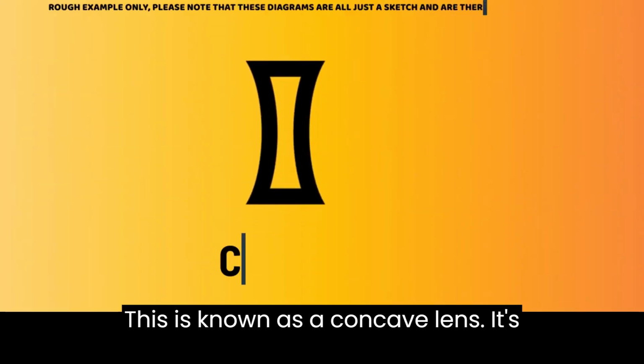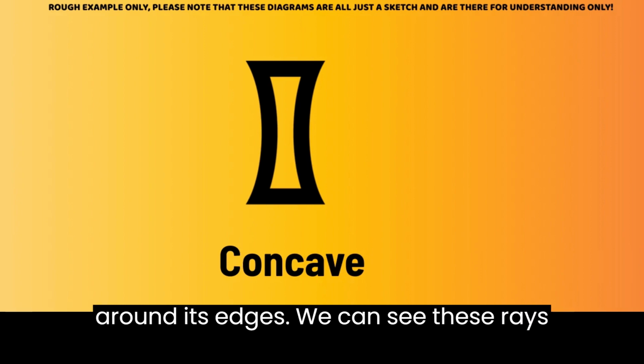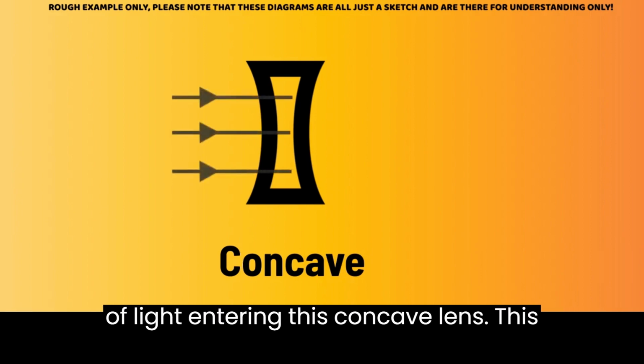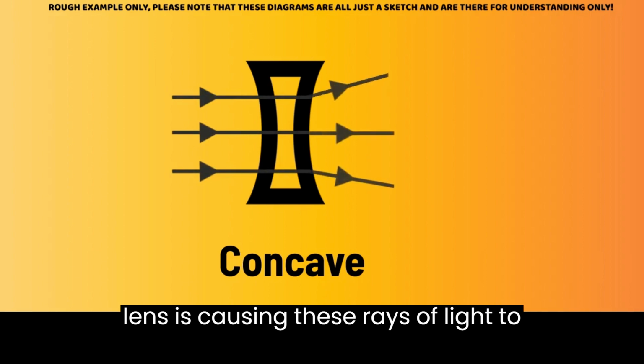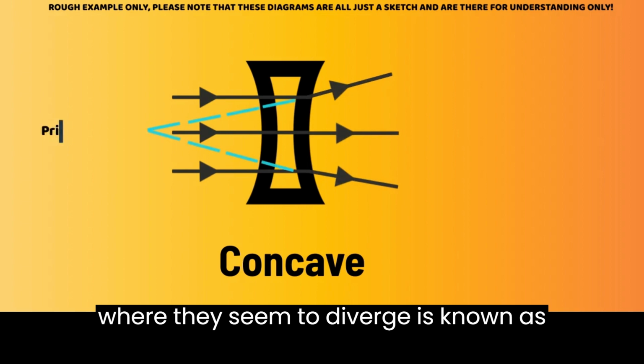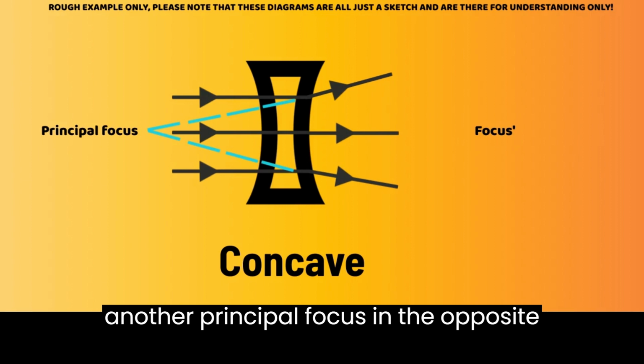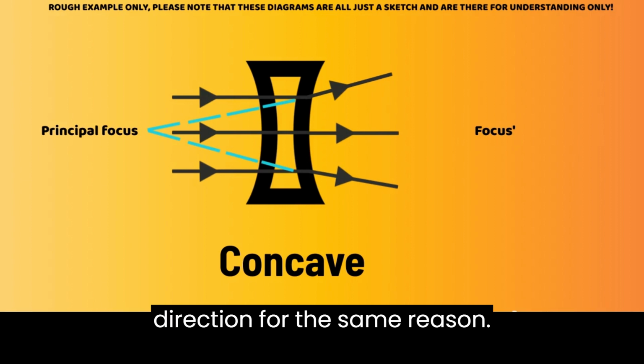This is known as a concave lens. It's thinnest from its center and thickest around its edges. We can see these rays of light entering this concave lens. This lens is causing these rays of light to bend, but this time diverge. The point where they seem to diverge is known as the principal focus. Similarly, we have another principal focus in the opposite direction for the same reason.